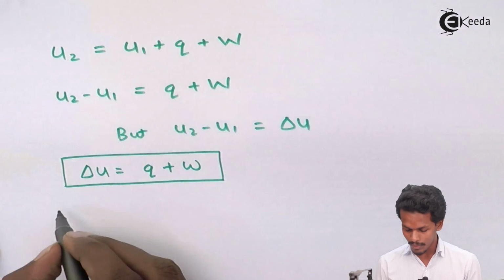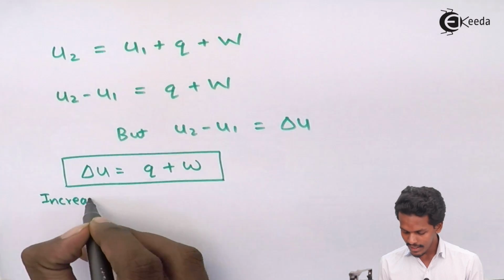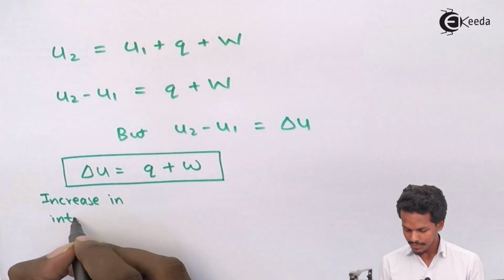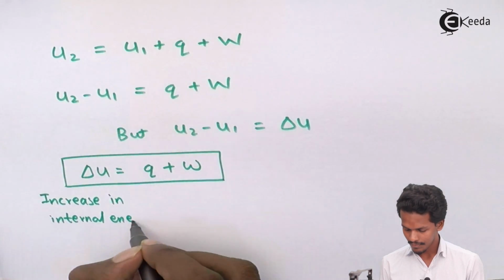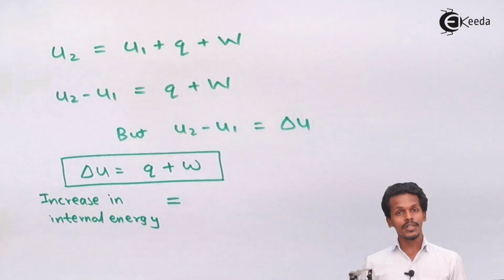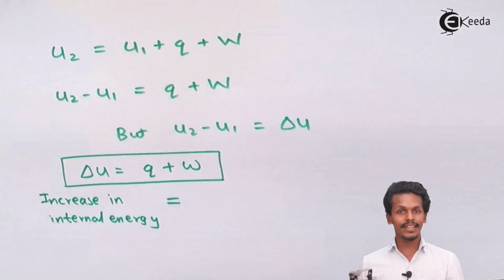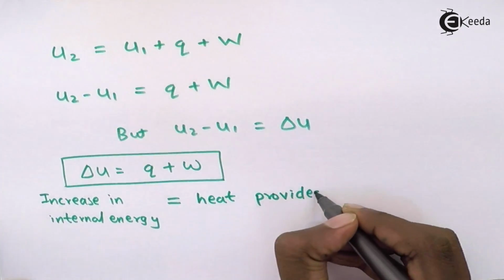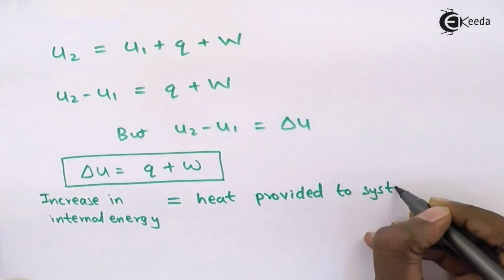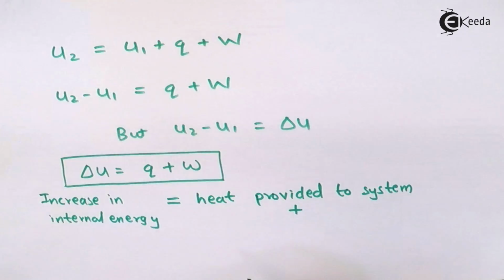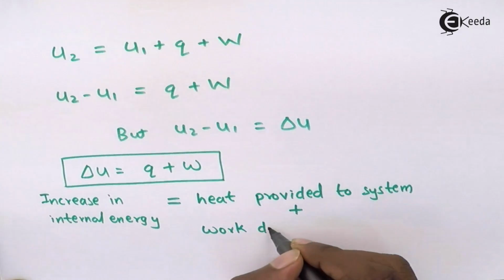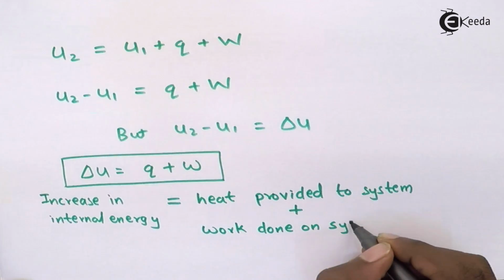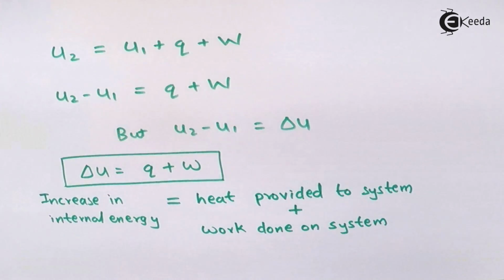So therefore this delta U will be the increase in internal energy, which equals Q plus W, and this Q is nothing but the heat that we have provided, that is heat provided to the system, plus W, that is work done on the system. So if we have provided heat or work on the system, then there are chances of an increase in internal energy.